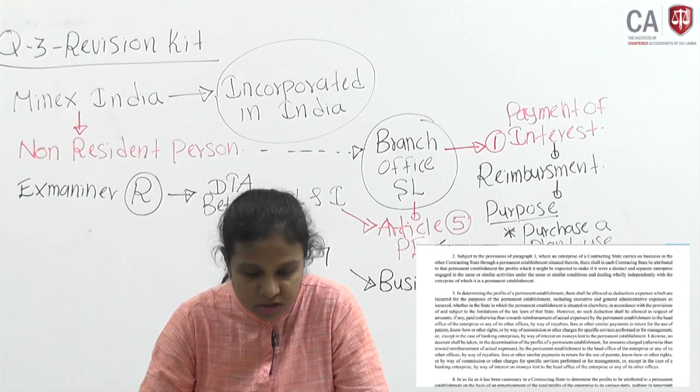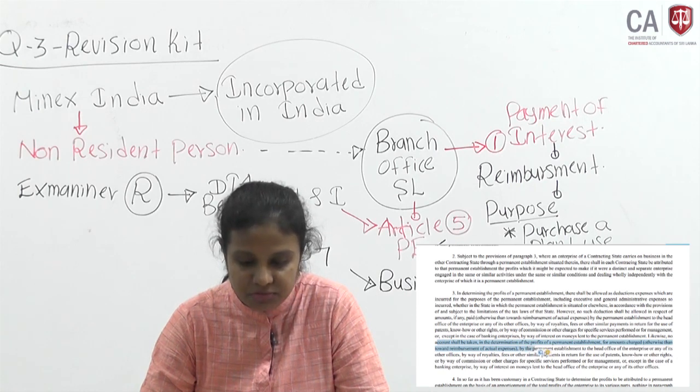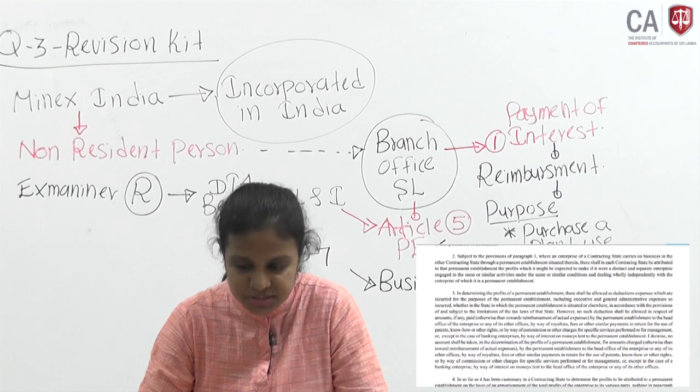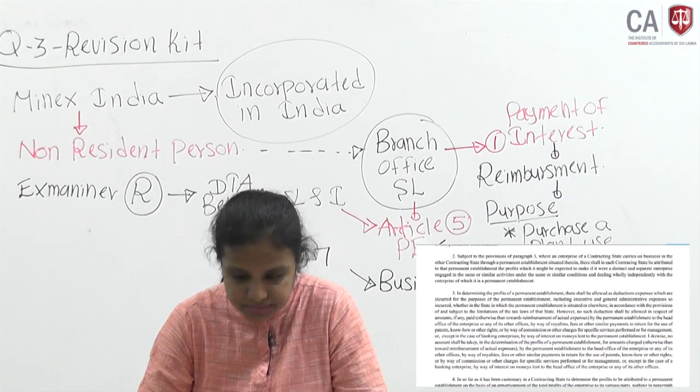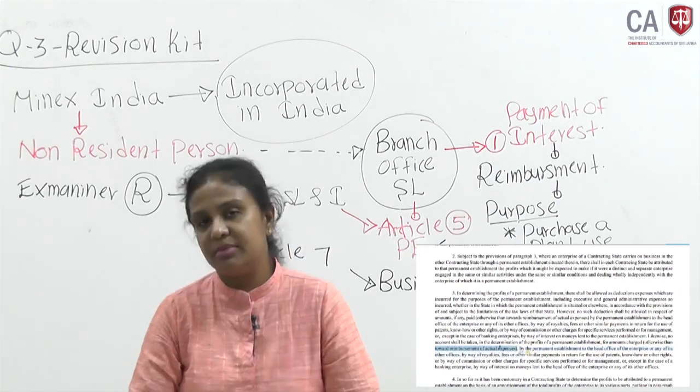Likewise, no account shall be taken in the determination of the profit of the permanent establishment for amounts charged otherwise than towards reimbursement of actual expenses. It's very clearly given.